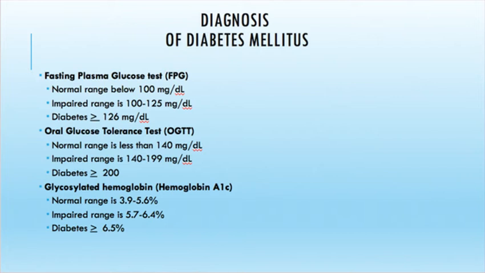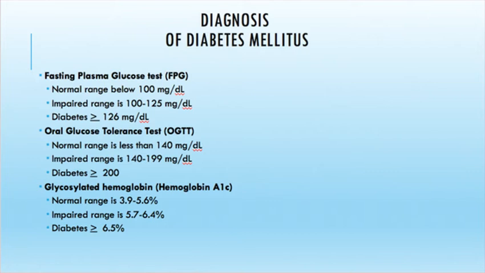The normal range is going to be less than 140. Impaired range is 140 to 190. Again, when you think impaired range, it's pre-diabetes. And then a positive diagnosis of diabetes is if it is at or above 200.